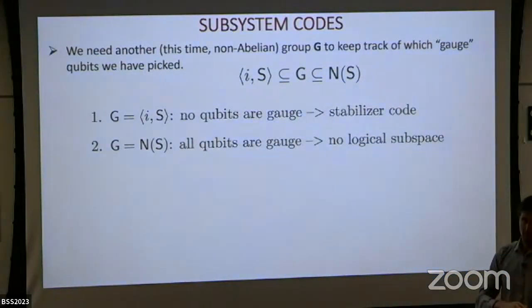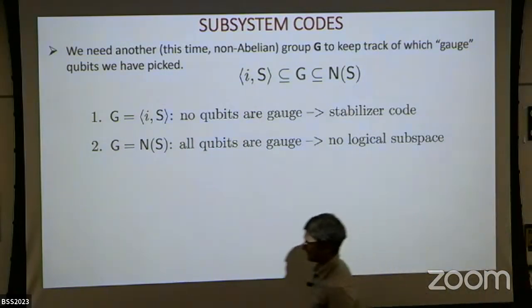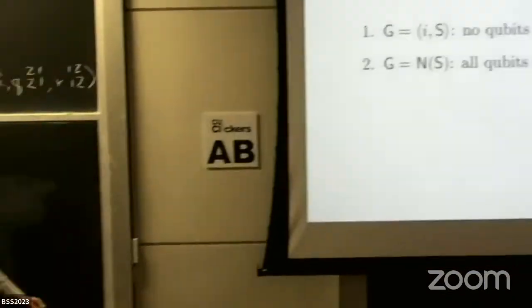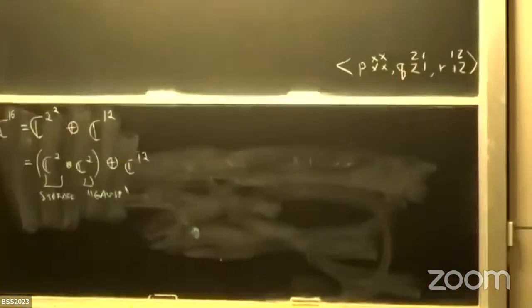Second example, all the qubits are gauge. I picked the whole normalizer. So then everything gets dragged over to this factor and there's nothing left for logical information. Probably don't want to do that either.